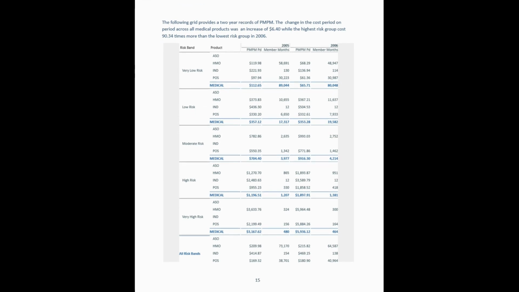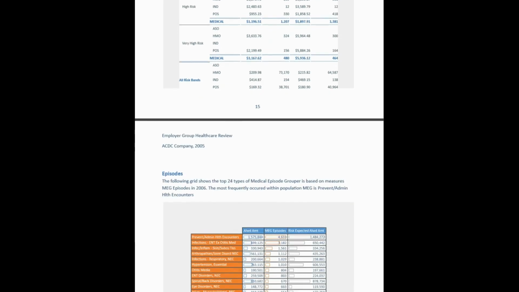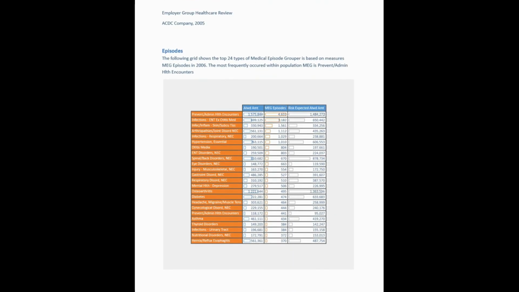Another example of embedding sophisticated, robust, third-party output into the report is an episode grouper. Here we have all of the episodes with values associated with each of the episodes, including the allowed amount, the number of episodes, and a predictive modeling aspect of risk: expected allowed amount, another powerful function on what we would expect the values to be given the risk profile of the particular population.